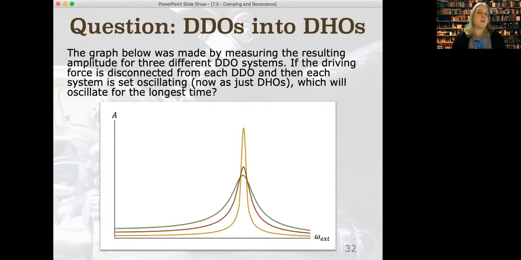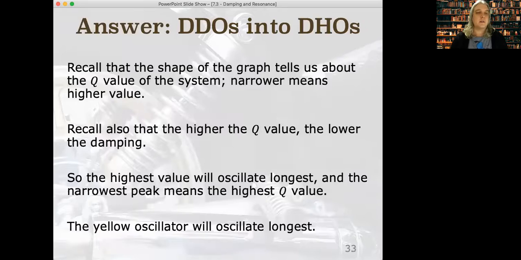Now we have to remember what the Q value means, not just for driving, which tells us about this peak, but for damping. The Q value for damping said that the larger the Q value, the less damped the system was. And the less damped it is, the less energy it loses every cycle. So if it's losing less energy because it has a higher Q value, it will oscillate for longer before it's lost all its energy and goes back to sitting in its equilibrium position. So the higher the Q value, the less energy lost to damping, therefore the longer it will oscillate for. As you can see, that's the answer on the next slide, but hopefully that made sense before you read it.